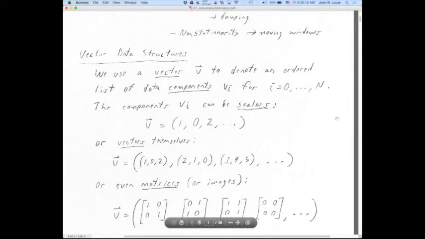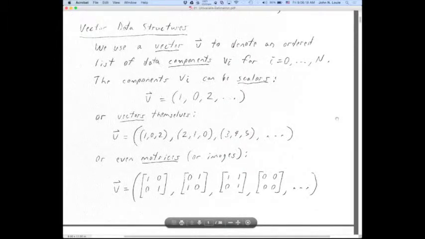Now, first we need to basically make some definitions and set up the math that we will use to examine these. And so we're going to use the concept of a vector, which I write the vector variable like this, V here, and I put a little half arrow on top of it. That denotes an ordered list of data components. And each data component will have an index. So V sub I is one data component of that vector V.